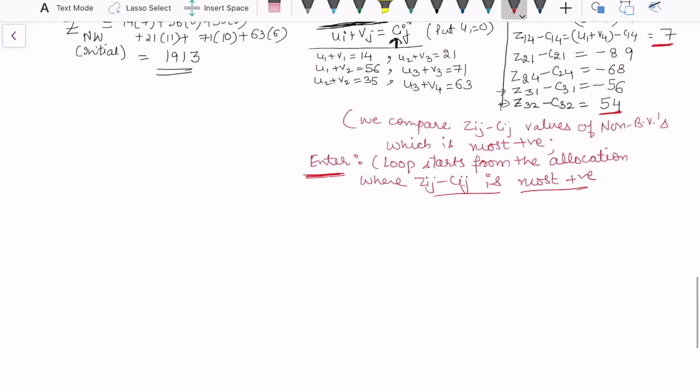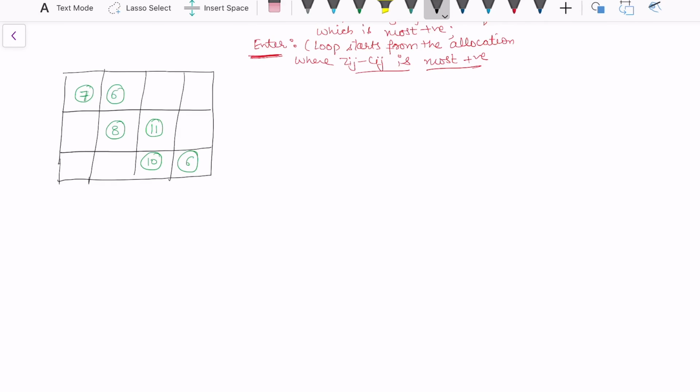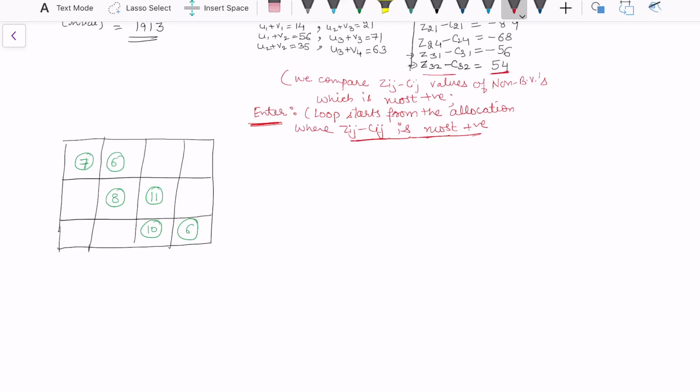Now for looping, let me draw this table again. This is that table, and in that table, since we have identified the Zij which is most positive, we can see from the calculation that Z32 minus C32 is the most positive. So this means Z32 is the most positive cell. So we want to start the loop from this cell.